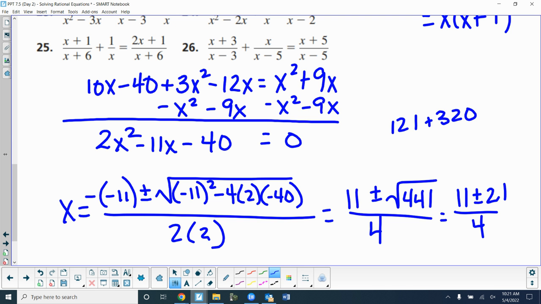So what's 11 plus 21? 32. What's 32 divided by 4? 8. That's one answer. What's 11 minus 21? Negative 10, right? Negative 10 fourths reduces to negative 5 halves. Okay, so there's my two answers.